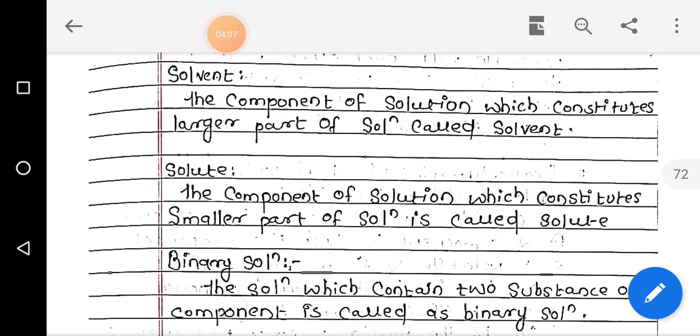Next one is the solvent. The component of the solution which constitutes the larger part of the solution is called the solvent. We understand it very well by giving the example of water and sugar. So the solvent is the water, it should be present in the larger part of the solution.